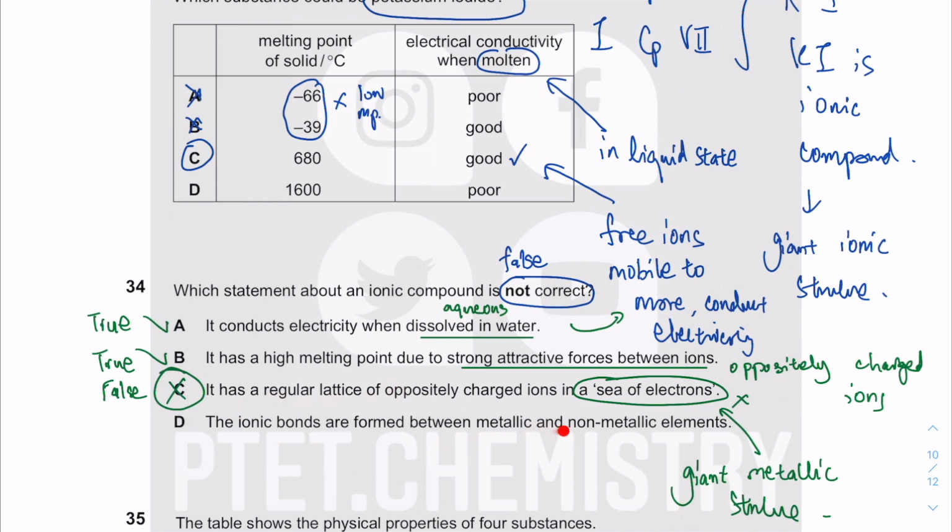Ionic bonds are formed between metallic and non-metallic elements because the metals like to lose electrons. They will form cations, positively charged ions. The non-metals like to gain electrons and they will form anions, negatively charged ions.